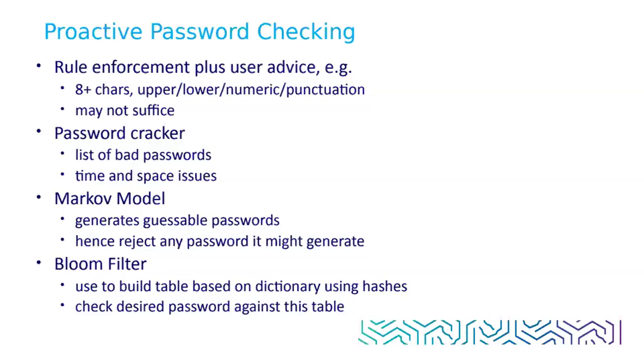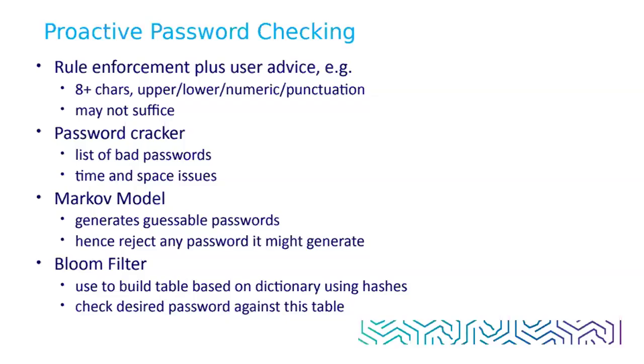For example, if a user enters a password like password123, then the system immediately responds, the password is too weak, please choose a stronger password, and the weak password is never stored. For that, we have the first technique, that is rule enforcement. This is the simplest and most common method. The system will check whether the password follows certain security rules or not.